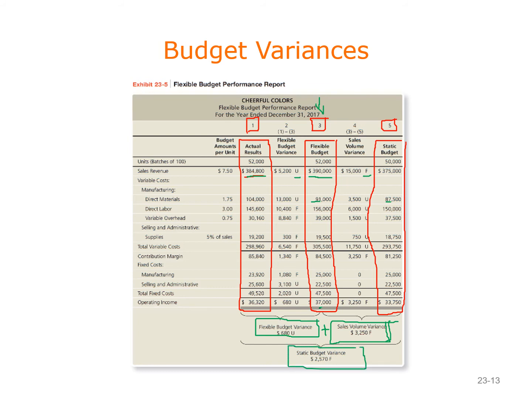When we add them up, we have 680 unfavorable and 3,250 favorable. So as if it is minus and plus, as if it is 3,250 minus 680, and it results in 2,570.